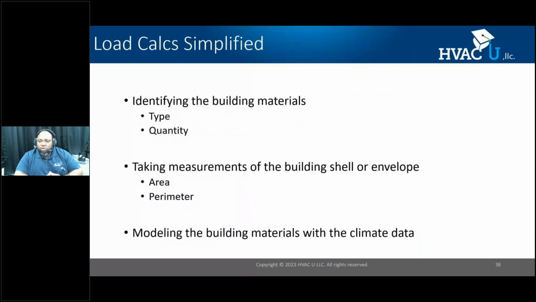All right. So load calc simplified. We need to identify the building materials, the quantity and the type. We need to take measurements of the building shell or envelope. Area and perimeter are two common measurements we take. And then we're going to model that information based on the climate data where we're located in. All right. For example, in Michigan, we have more heating hours as compared to Florida. So their heating load calculation is going to be a little bit different. We're going to take our measurements of the building structure with the inputs of what type of building materials it has, and we're going to model that based on historic climate data.